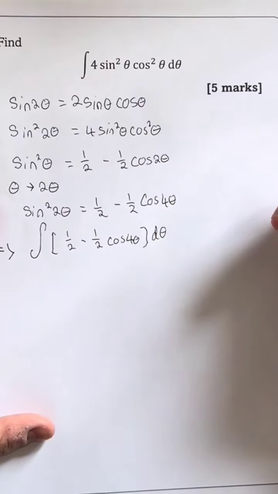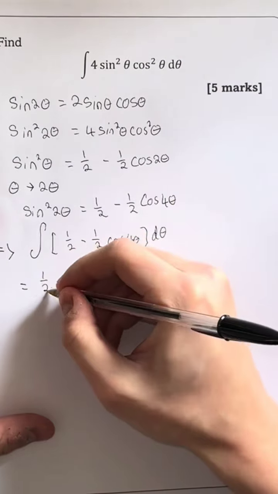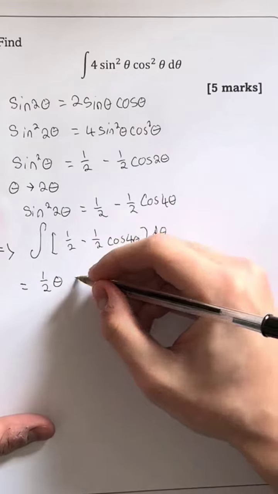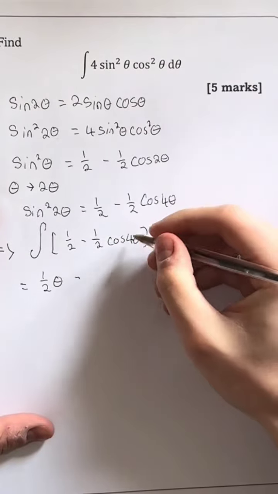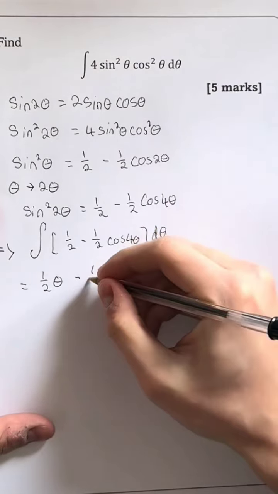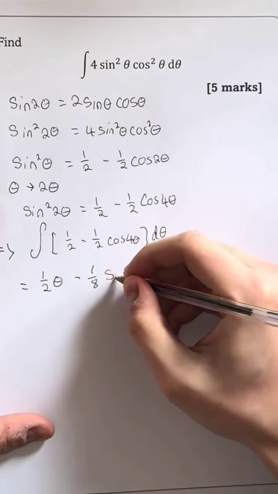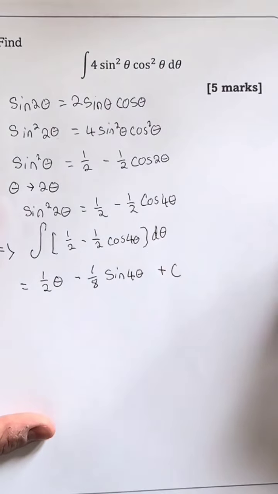And then all we have to do is integrate this term by term. So what do we get? Well, the half just integrates to 1/2 theta. And then this second term, the minus cosine, is going to go to minus sine. And we have to divide by this coefficient here just to make sure it comes out right. So we have minus 1/8 sine 4 theta. And then plus c, because we always need our arbitrary integration constant when we're doing indefinite integrals.